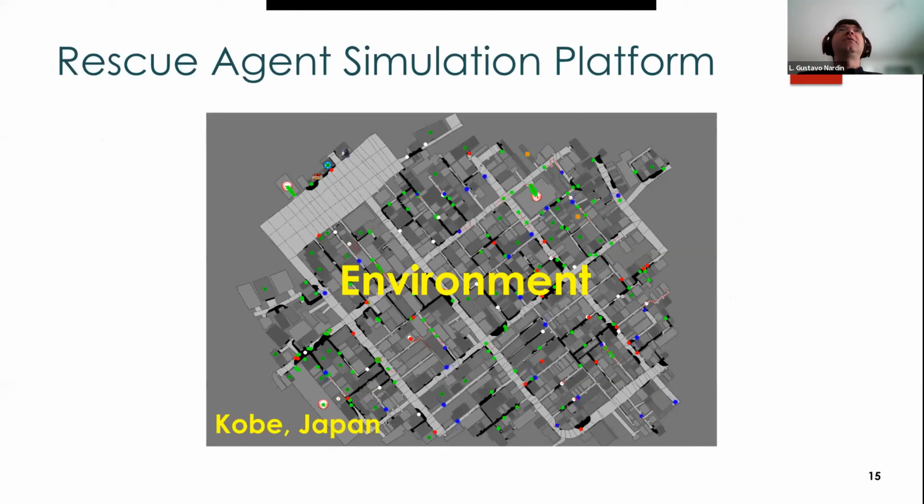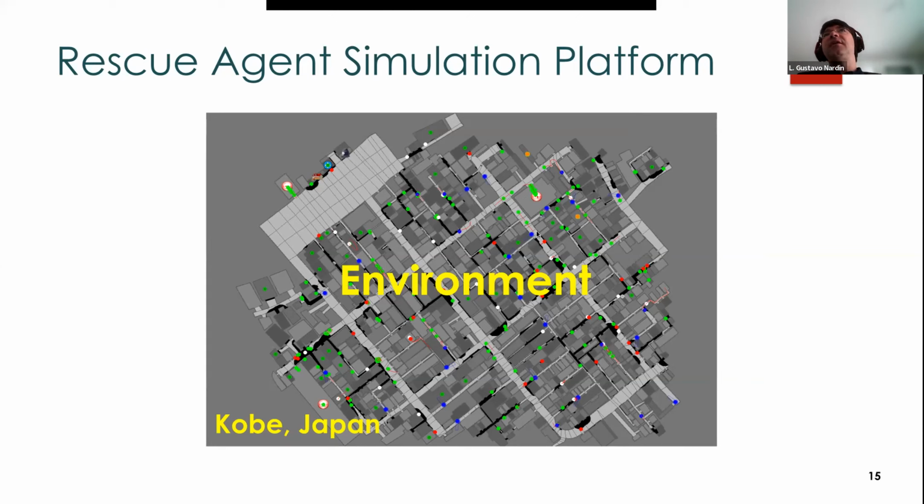Okay, so we will go through more details in a bit, but this is how it looks in the viewer, the simulation interface. This is the environment. Here is part of the city of Kobe, Japan, with these roads represented here, and also the different buildings that we have.